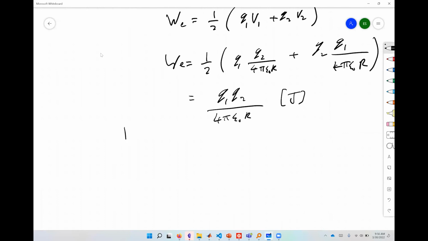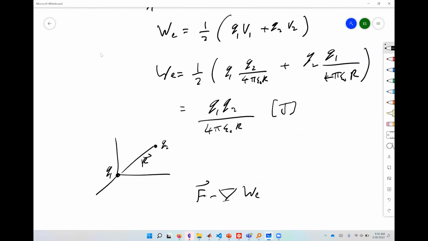So say we center our coordinate system around Q1, and this is R, and this is Q2. If we take F equals minus gradient of WE, this is easy to see. Because the gradient involves d over dr, when you differentiate 1 over r by d over dr, nothing else is going to be involved because there is no theta in here. You get minus 1 over r squared, and the minus sign cancels.